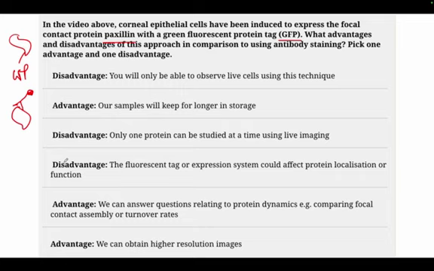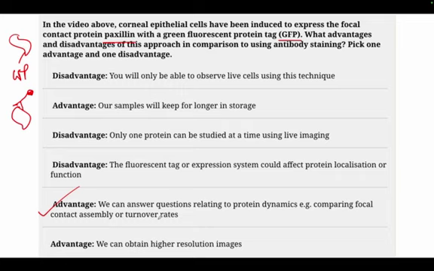Right? So since the protein is being tagged with the fluorophore while it is being produced, we can look at the expression of the protein at different times. And we can identify how the protein is moving inside a live cell. So one advantage is that we can answer questions relating to protein dynamics, that is comparing focal contact assembly or turnover rates. So we can visualize the protein at different time points and see how it's working.